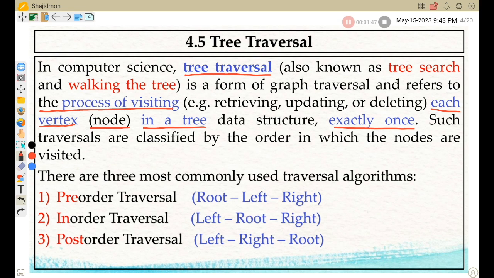Now there are three standard ways for the tree traversal algorithm, or three most commonly used traversal algorithms. One is the pre-order traversal, second is the in-order traversal, and the third is the post-order traversal. Before coming to that topic, I hope you understood what the meaning of tree traversal is.